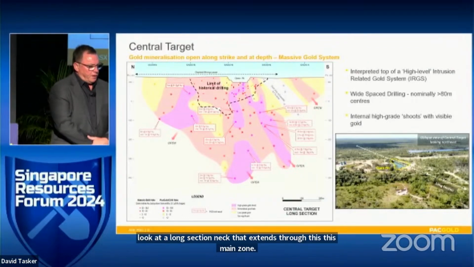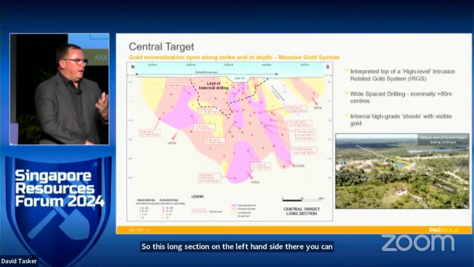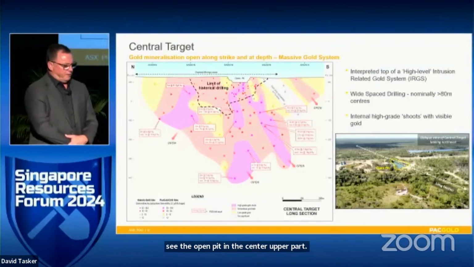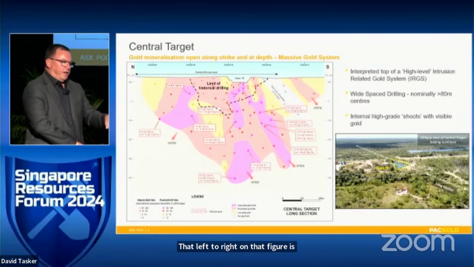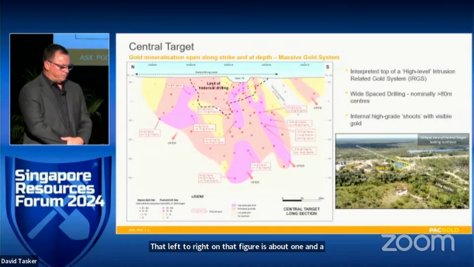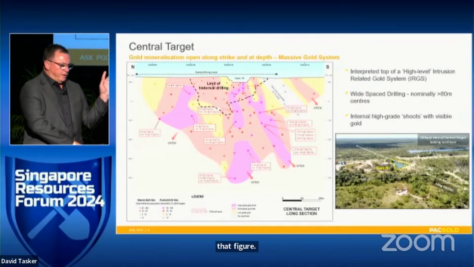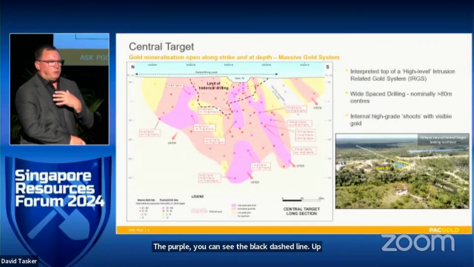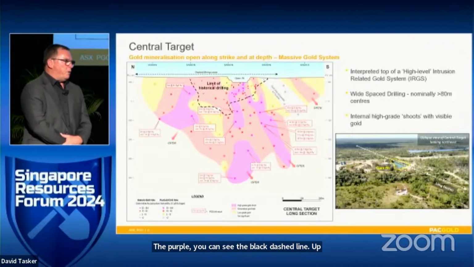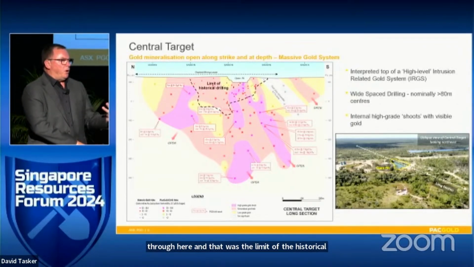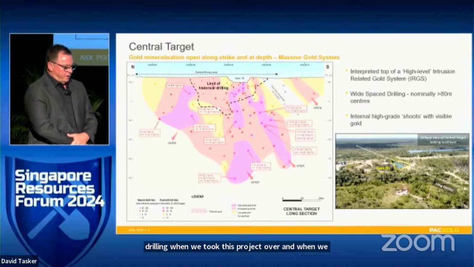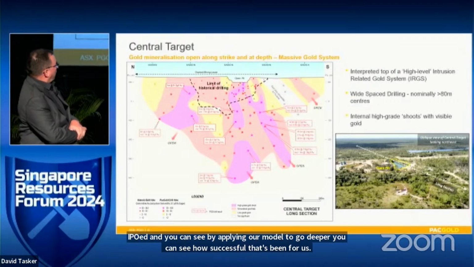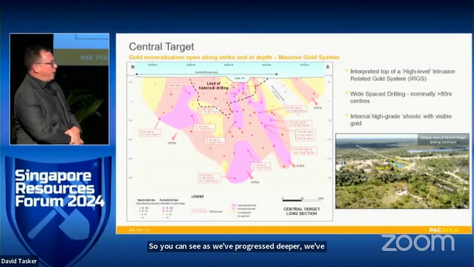So this long section on the left-hand side there, you can see the open pit in the centre upper part. The left to right on that figure is about 1.5 kilometres, and that extends 520 metres vertical. You can see the black dashed line up through here, and that was the limit of the historical drilling when we took this project over and when we IPO'd. And you can see by applying our model to go deeper, how successful that's been for us.